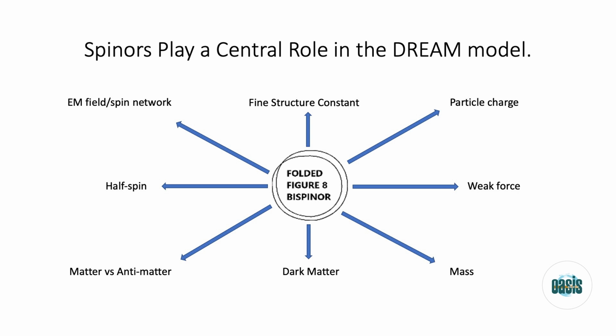So when I got into this, I had no idea that spinners were going to be so important, but it turns out that they tracked everywhere as I worked on things here. I got into them because of the half spin, but it turns out they were connected to the electromagnetic field, to something called spin network, the fine structure constant alpha, particle charge, the weak force, mass, dark matter, and matter versus antimatter. We'll get through some of those today.